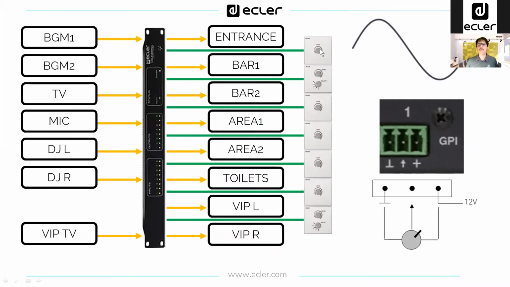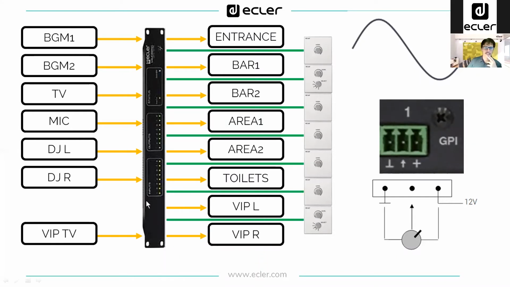Okay, so what happens here? Here there's a kind of mistake. Why? Because this is a MIMO 88, so it has 8 GPIs, and we are trying to connect more than 8. If you count with me: 1, 2, 3, 4, 5, 6, 7, 8, 9. Each potentiometer needs a GPI. So we've got 9 GPIs here.